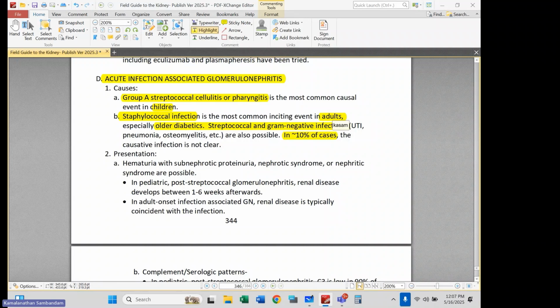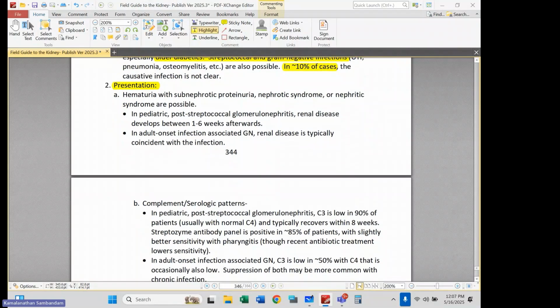And so the presumption in that case is that this was like a folliculitis that went unnoticed and then precipitated this systemic reaction that we recognize later. So again, adult onset infection-associated glomerulonephritis has greater variability in its presentation. Don't forget, staphylococcal infections are the most common causal agents in adults.